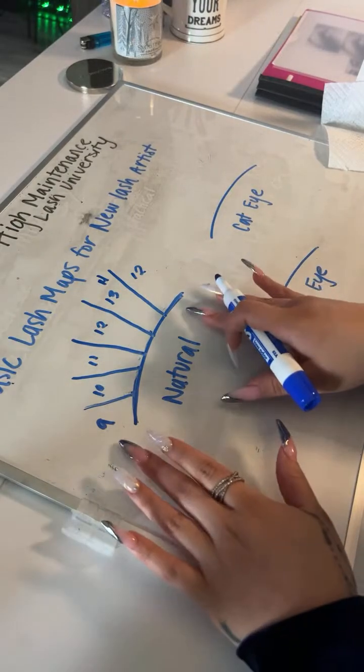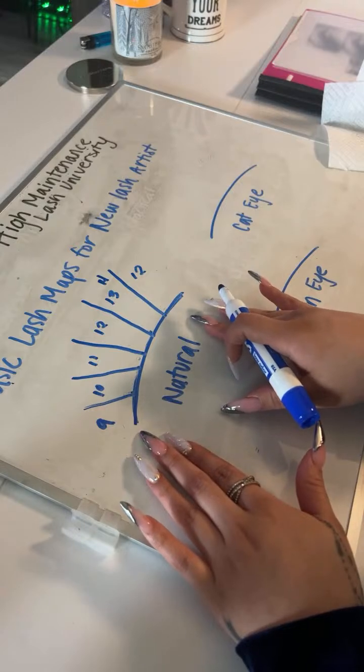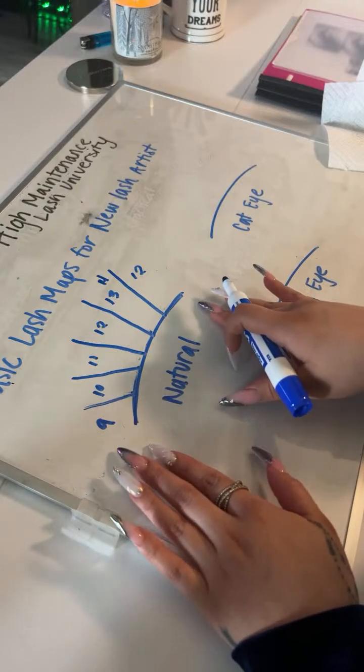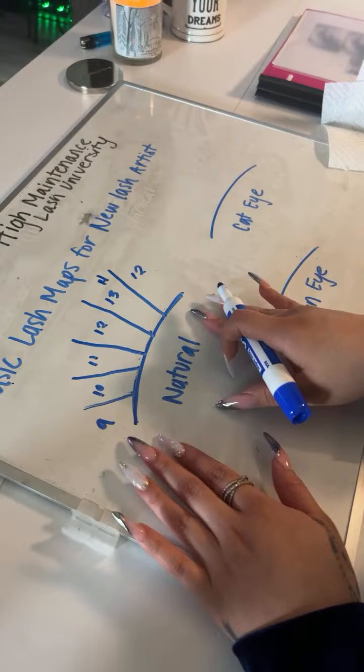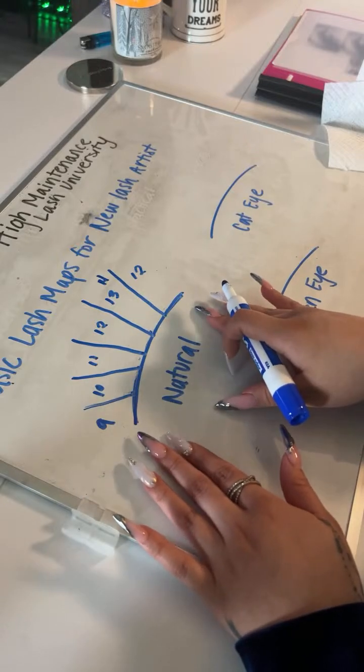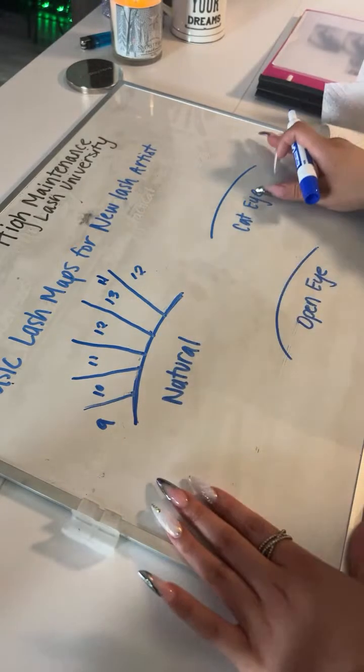So this is a good one to start out with. If you are a beginner lash artist and you haven't worked with lash maps, I would recommend starting out with a natural lash mapping. Now, moving on to a cat eye lash mapping.